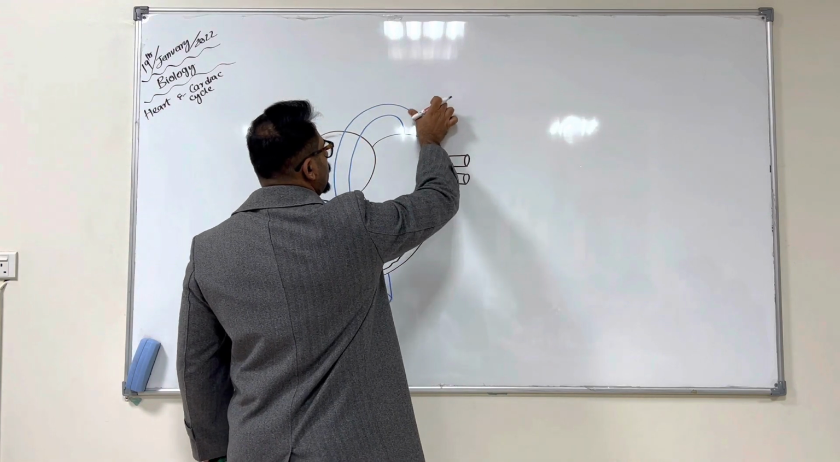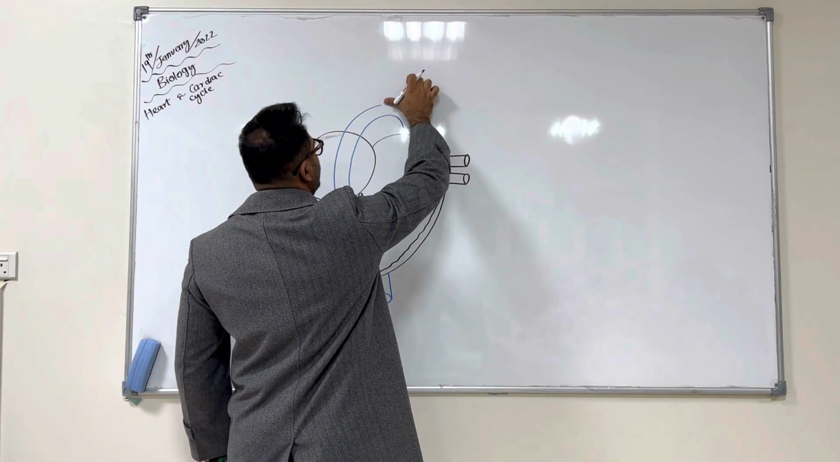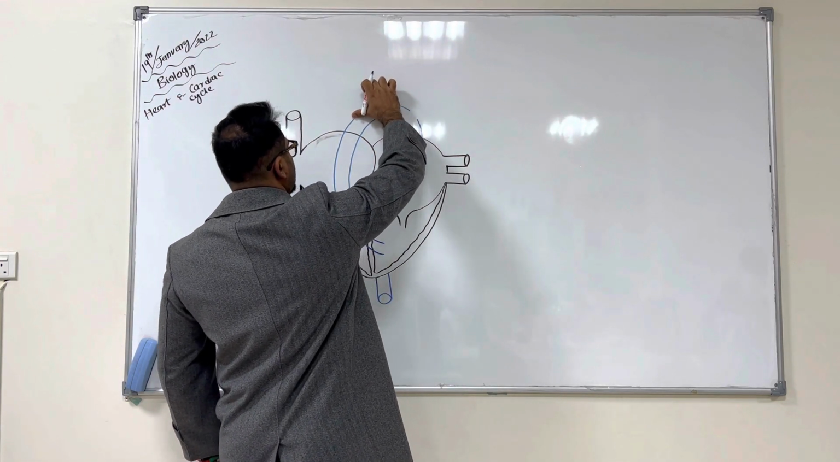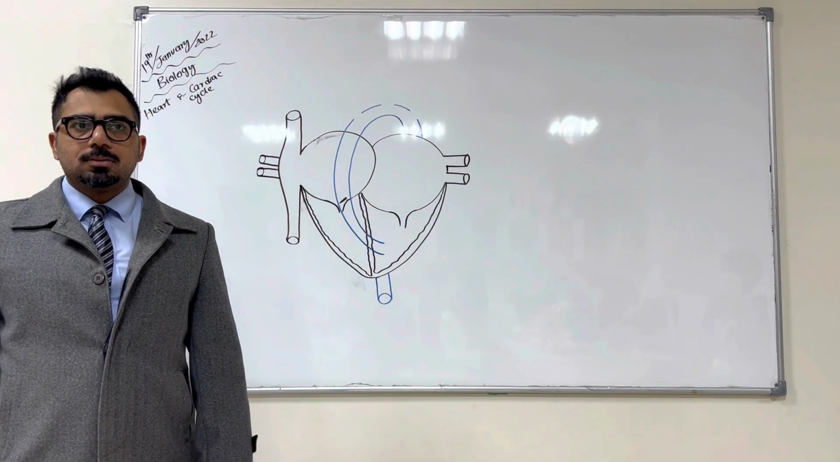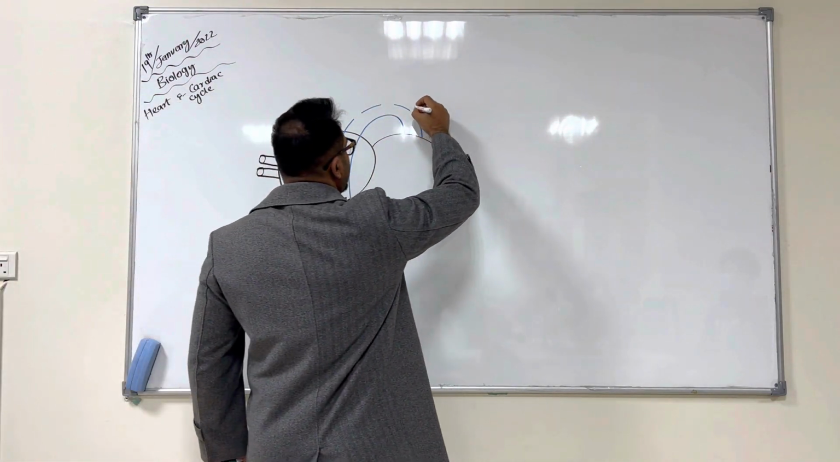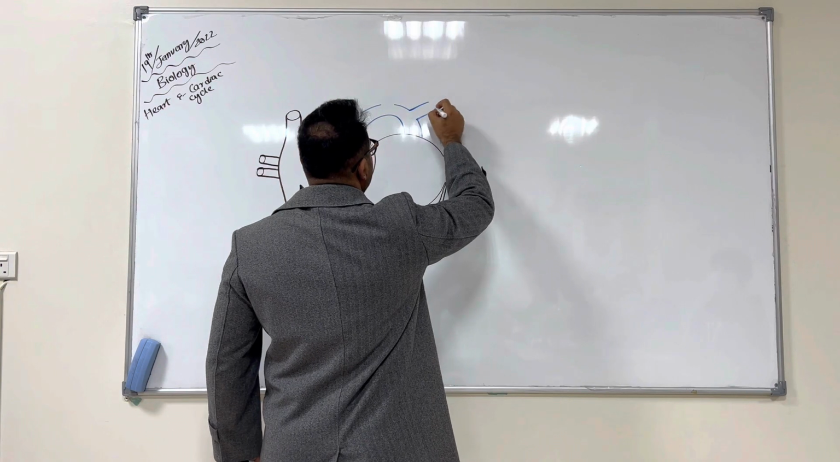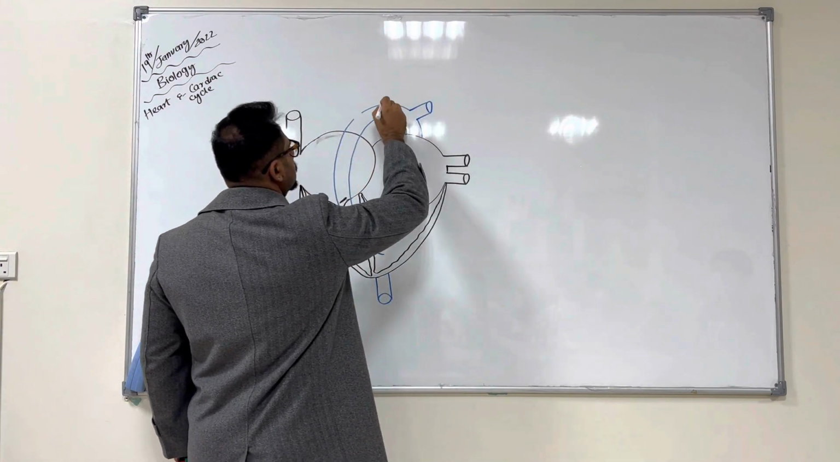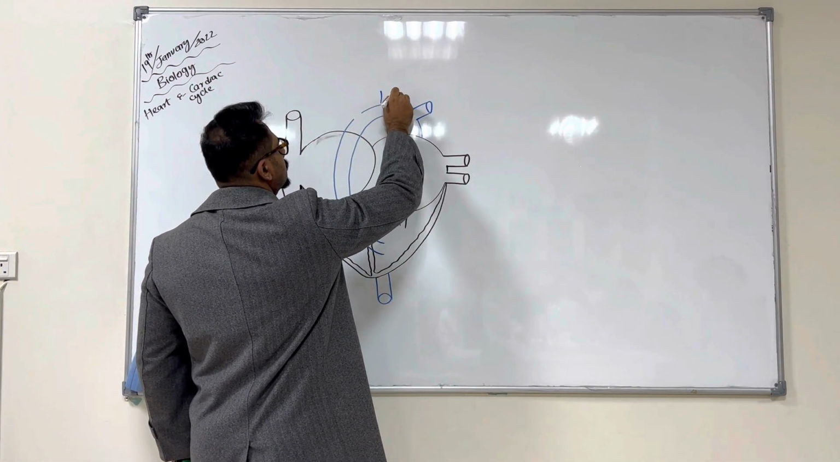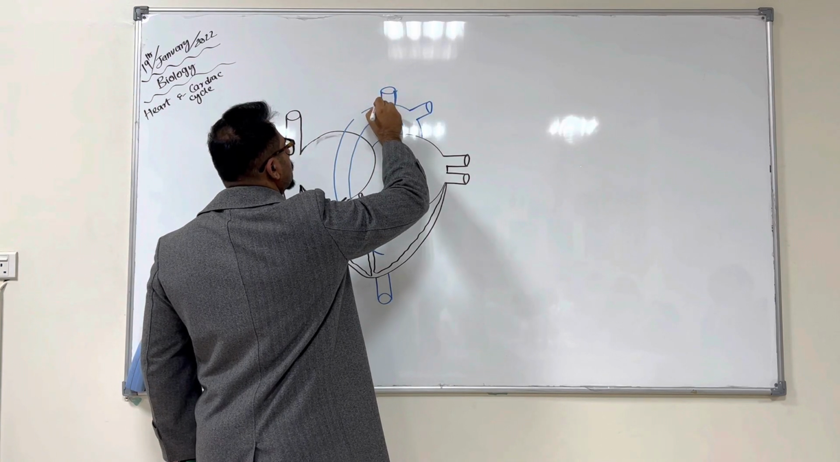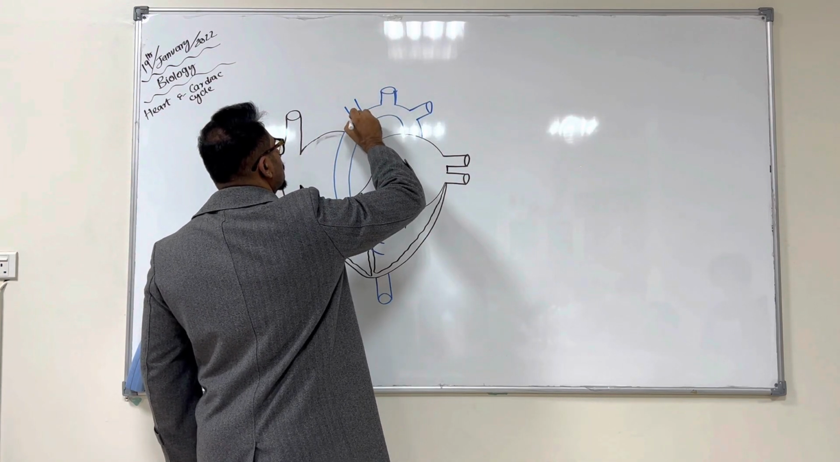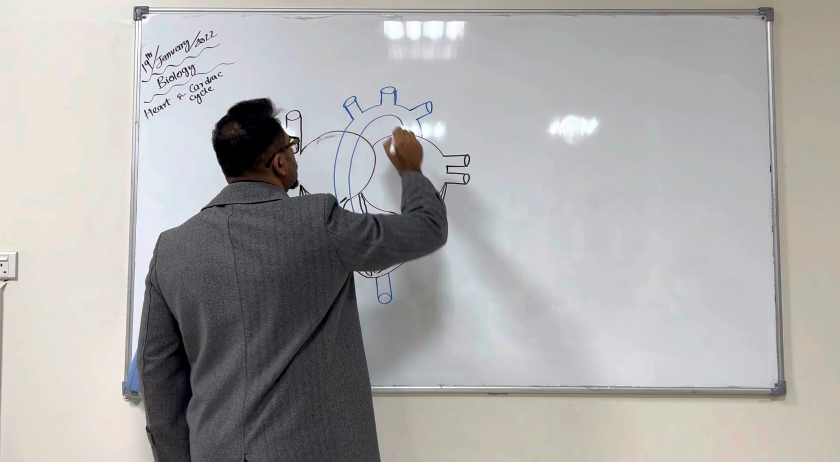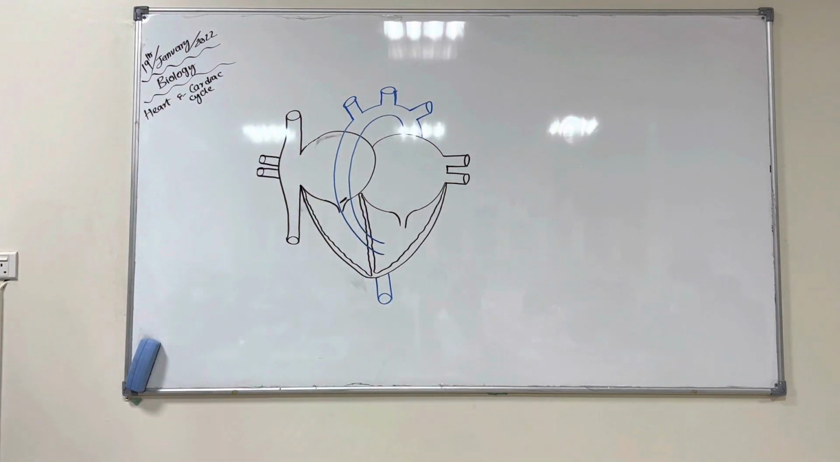Then what do you do? You rub from here, and from here. Right? And then what do we do? We draw three blood vessels. Alright? Next step, what do we do?